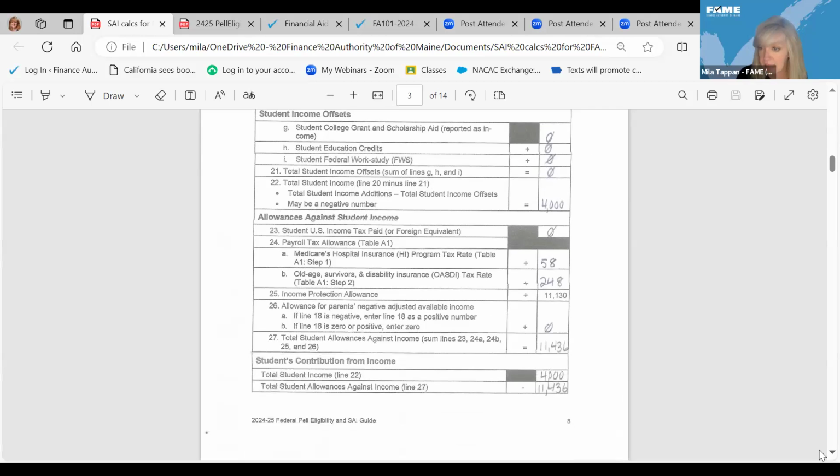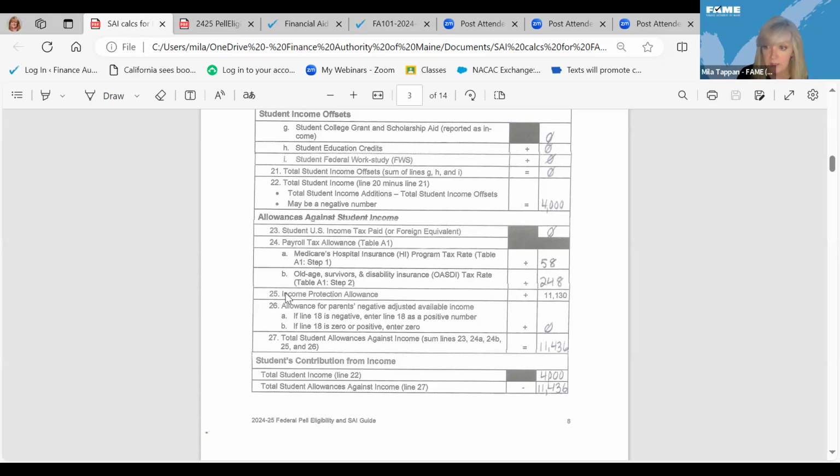But we do have allowances. So just like on the parent side, there are allowances, although they're calculated slightly differently. In Max's case, earning $4,000, he didn't owe any federal income tax, so that's zero. He still, like everybody, has to pay his Social Security tax of 7.65%. So that amount is this Social Security tax.